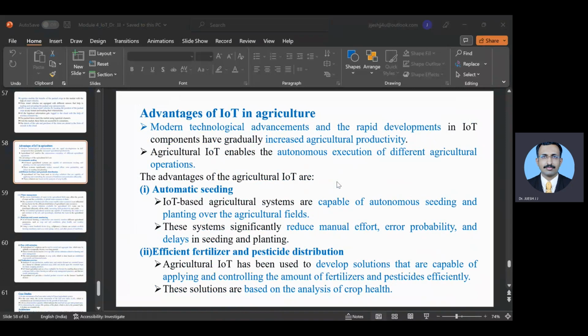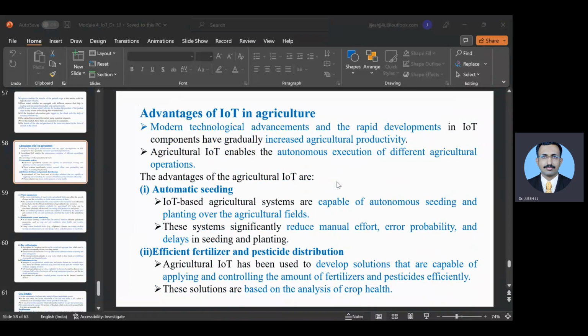Okay, so let us take the first one, that is the automatic seeding mechanism. So what is the automatic seeding mechanism? You know that the process of seeding is very important in agriculture. You might have seen the machines. When it is done by machines, if you give the distance as 5 meters, it will exactly put the plant at 5 meters only. Precision will be there.